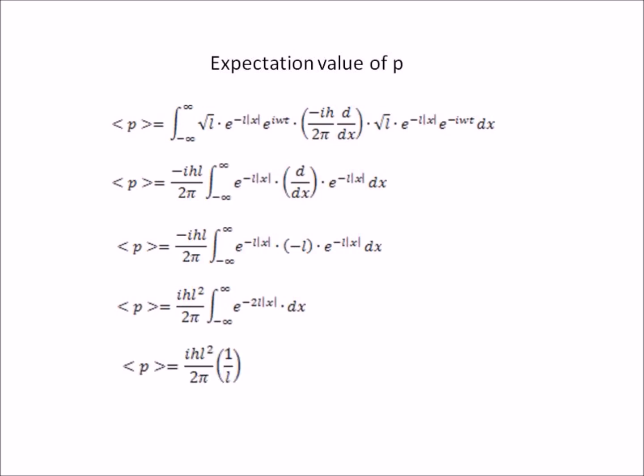Now again this is an even function, and calculating the integration we can get the value 1 upon L. So putting this value we can get i h L by 2 pi. This is the expectation value of momentum.